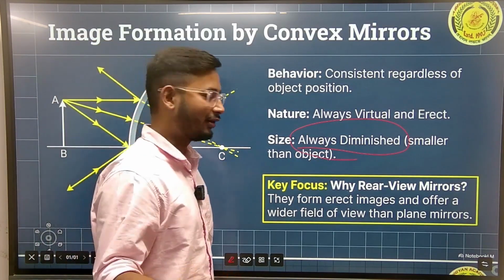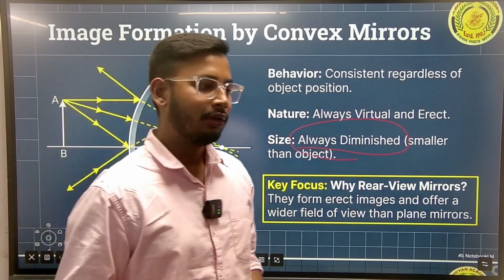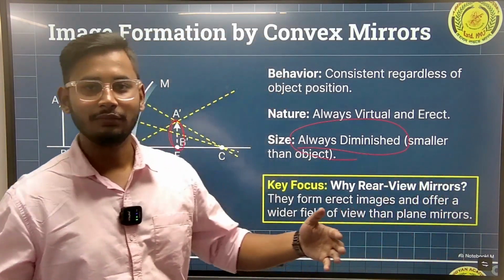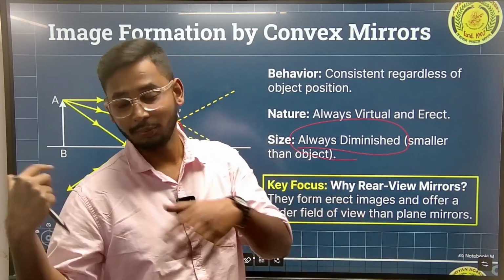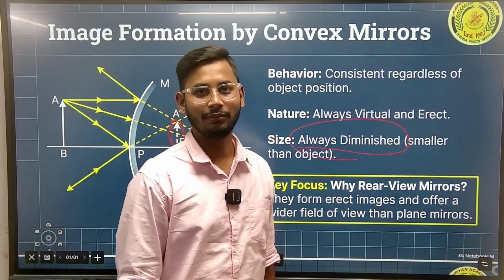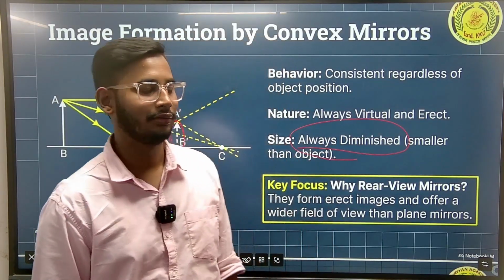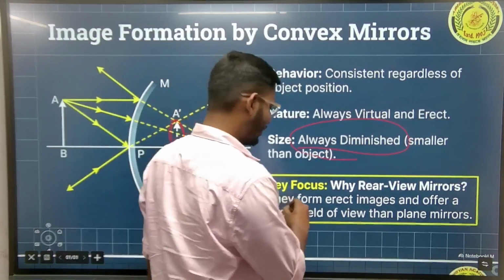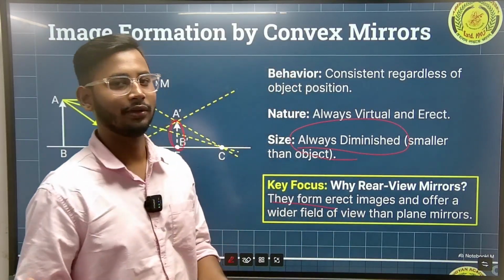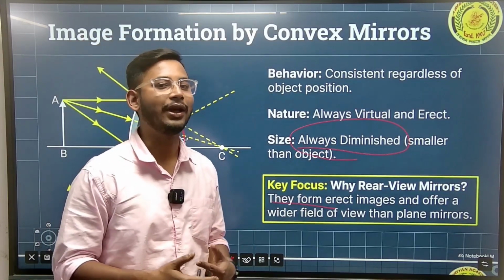As I told you, in cars we need a wide field of view to see what is coming from the backside of our car. So that's why convex mirror is used as a side mirror in vehicles, since in convex mirror we get a wide field of view.